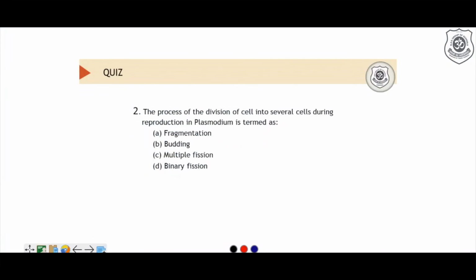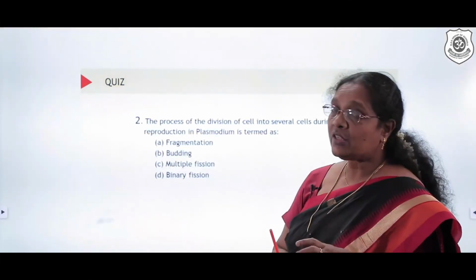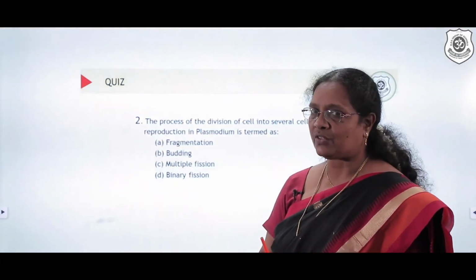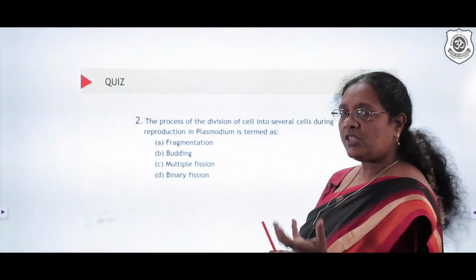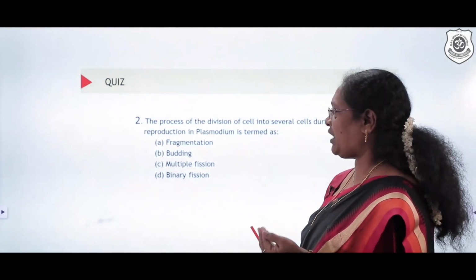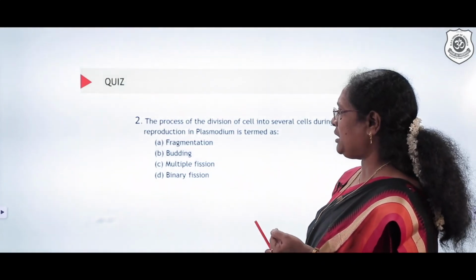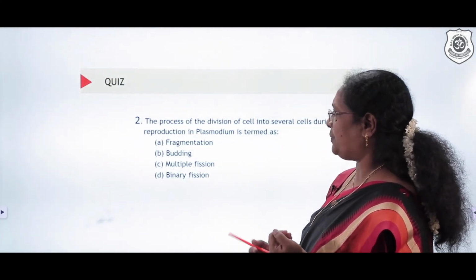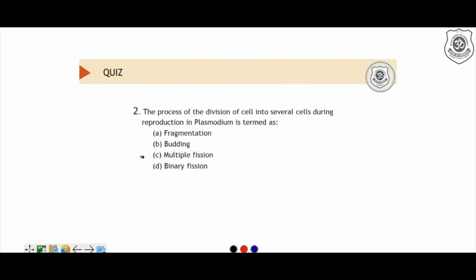We go to the next question. The process of division of a cell into several cells during the reproduction in Plasmodium. We saw something called fission, cell division, right? So in Plasmodium, what sort of fission has been observed? Is it fragmentation, budding, multiple fission, or binary fission? Right, the answer is multiple fission.